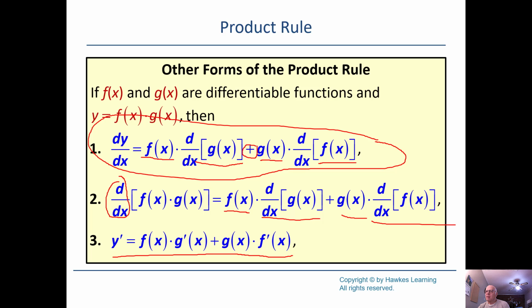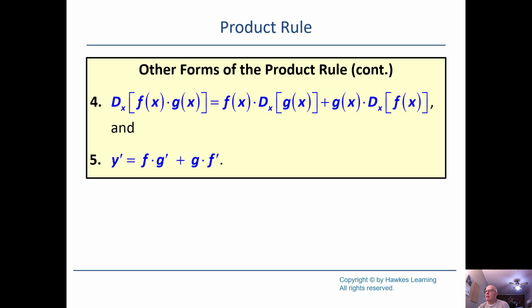This is one of my favorites. There's another one. This uses entirely different notation. But what this represents is big D for derivative. And this small number says we're taking the derivative with respect to x. And all the rest is the same except the notation. This is just saying take the derivative, take the derivative.